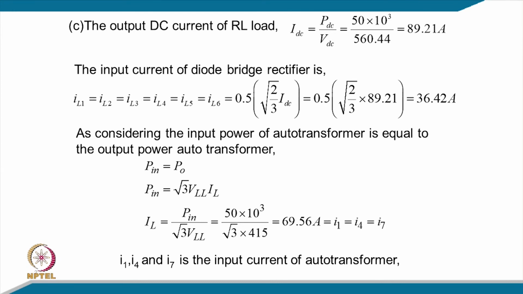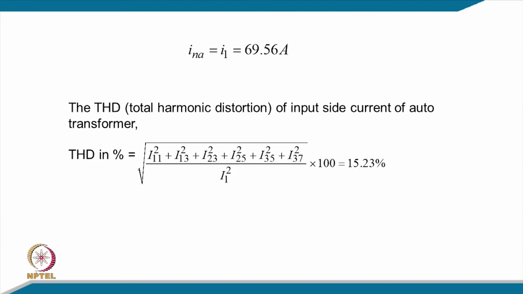So, we can have the power and we can find out the line current from this relation. That comes to 69.56 ampere, and I1, I4, I7 are the input currents of the auto transformer, and from that we have all the winding currents. So, we can find out even the current in the primary side. So, this is the current, and now of course, you can find out from the different harmonic currents the TAD of 15.2.